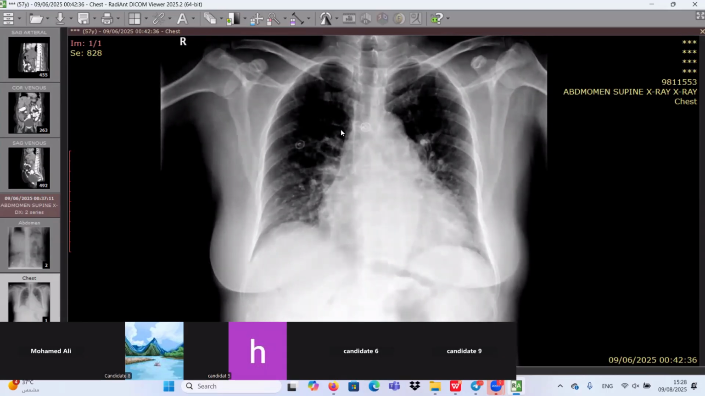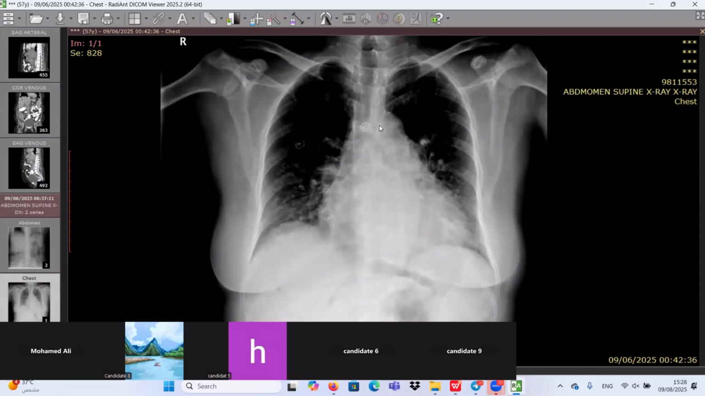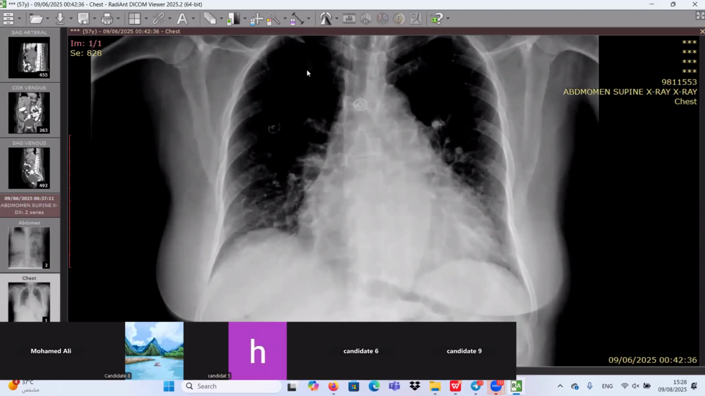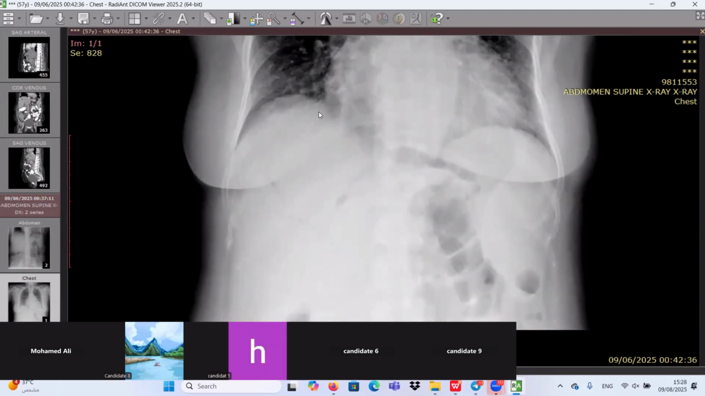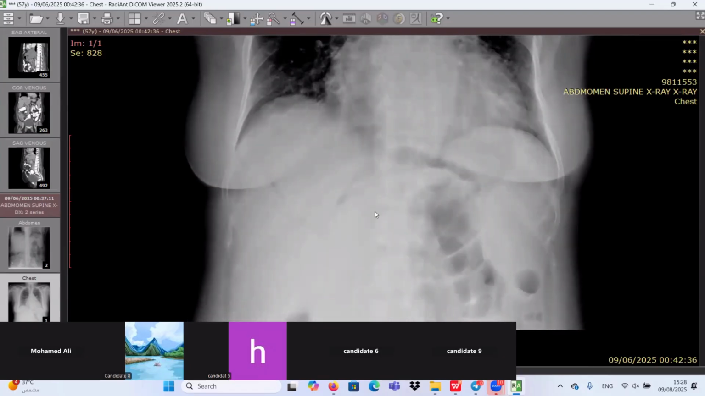Do you have any abnormality in the subdiaphragmatic region? I don't know. I think there is branching lucency overlying the liver. Yes, I can see now. Very nice. So this might be either pneumobilia or portovenous gas.